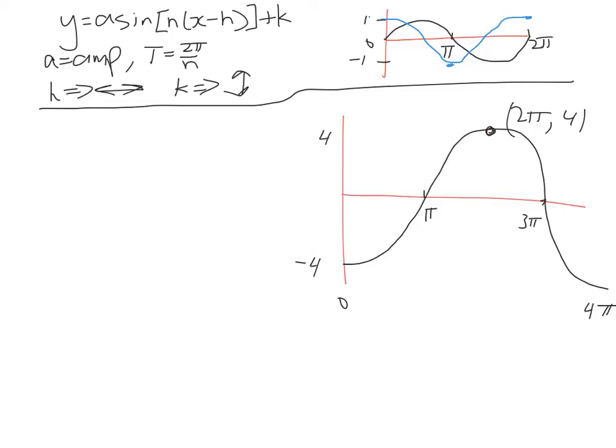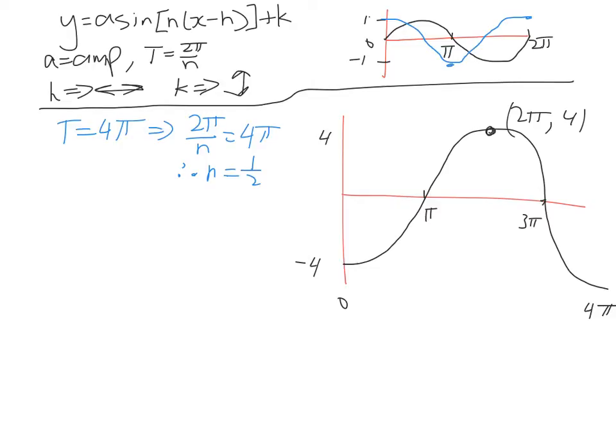we go through one cycle between 0 and 4 pi. So if that's the length of our cycle, one thing we can say is that our period equals 4 pi. So if our period equals 4 pi, this implies that 2 pi over n equals 4 pi. So therefore, n equals 1 over 2. Okay, so we've already got a coefficient of x.